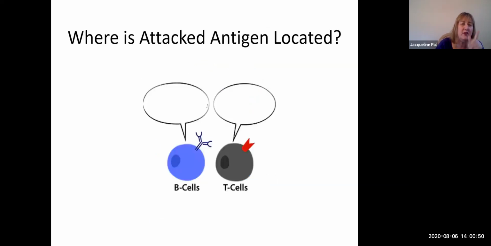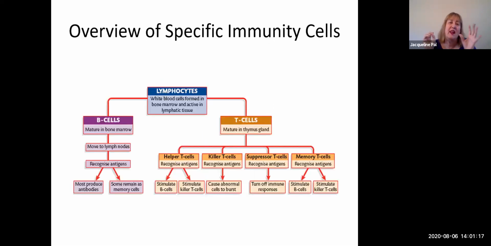And if you have, you should be able to answer this question. For a B cell, where is the antigen located that it's going to attack? Because it's a different location than where it is for T cells. If you can't understand this, go back to the previous slides. The answer is there.